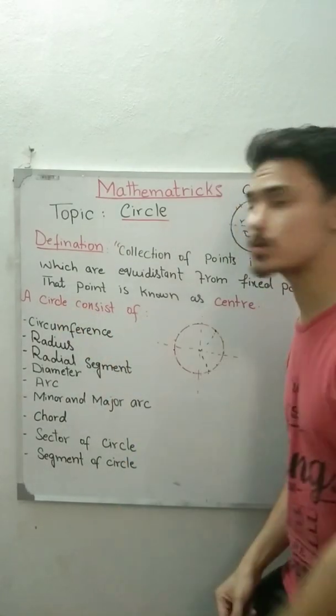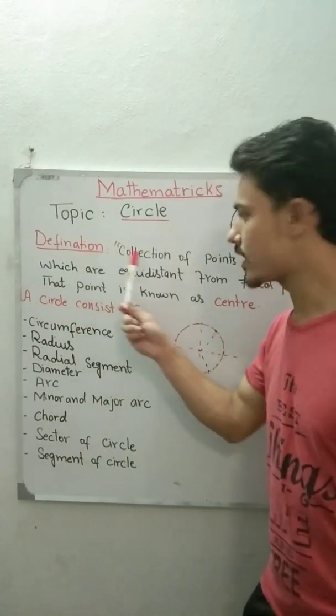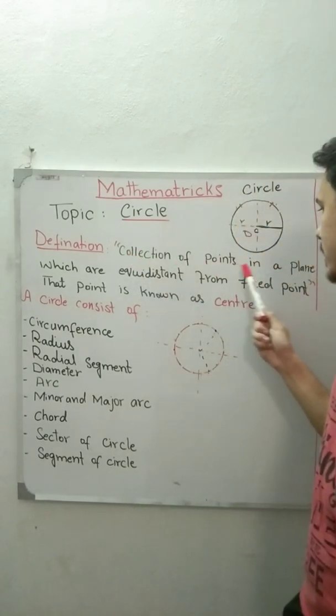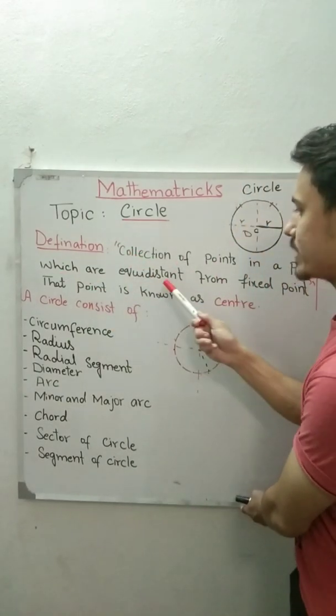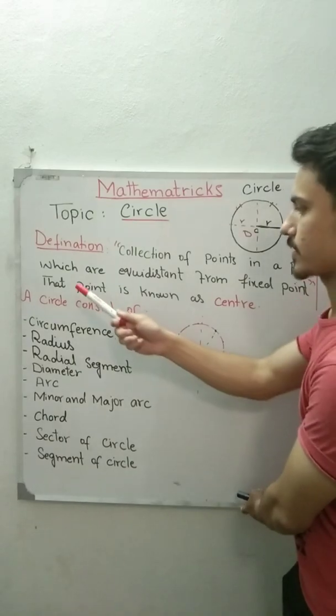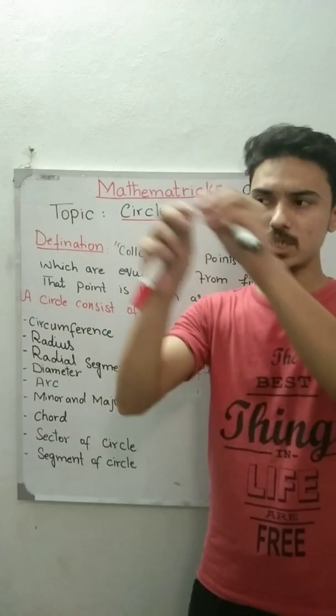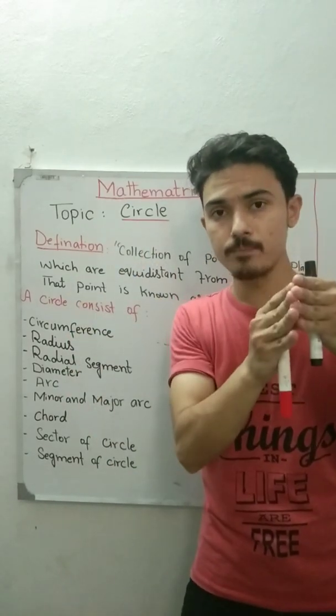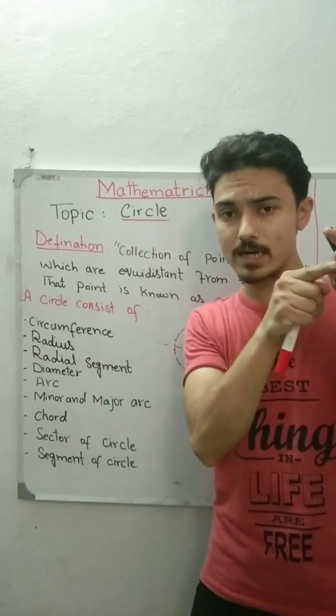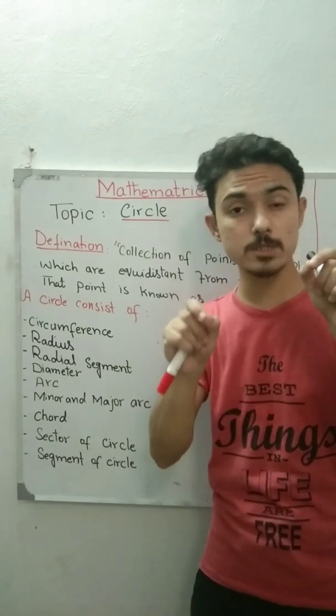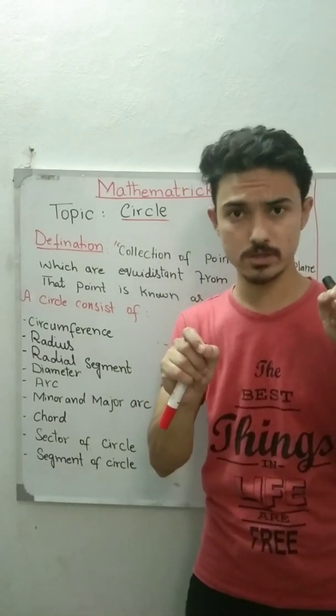Just look towards the definition. What is the definition? A collection of points in a plane which are equidistant from a fixed point. That point is known as the center. So we have a collection of lots of points in a plane, and all these points are equidistant from a fixed point, and that fixed point is known as the center, or you can say origin.